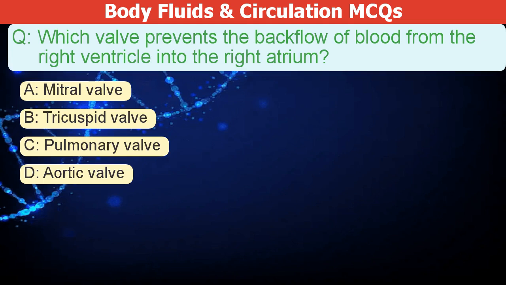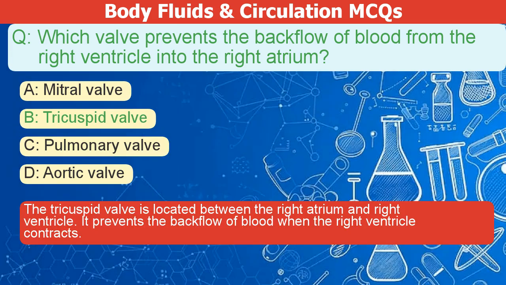Which valve prevents the backflow of blood from the right ventricle into the right atrium? A. Mitral valve. B. Tricuspid valve. C. Pulmonary valve. D. Aortic valve. The correct answer is B. The tricuspid valve is located between the right atrium and right ventricle. It prevents the backflow of blood when the right ventricle contracts.